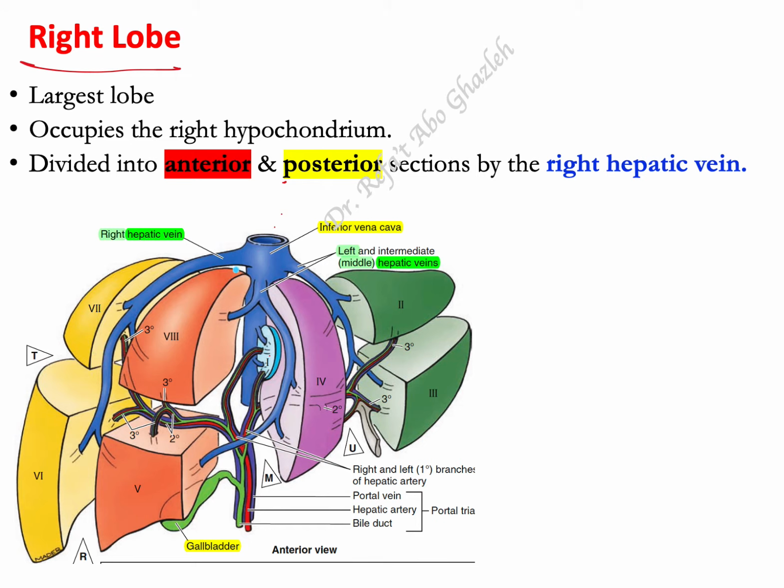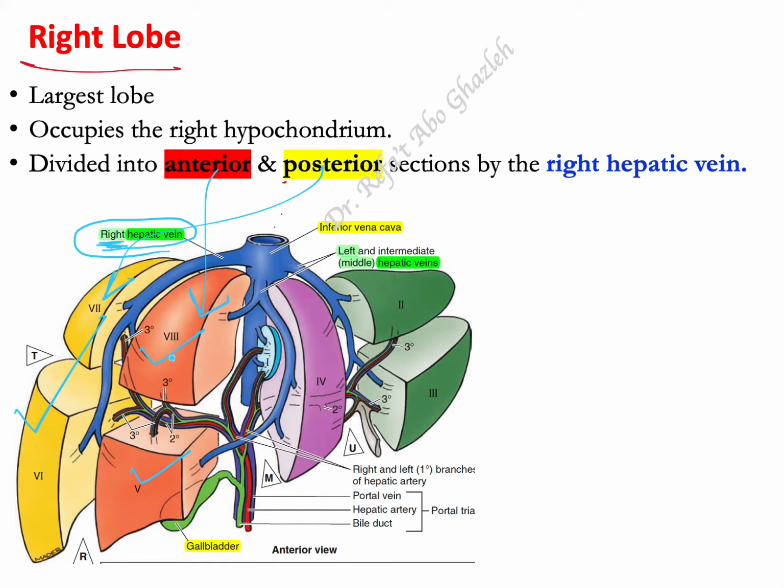So now the right fissure is divided by the right hepatic vein that indeed drains the blood from the right lobe. The right hepatic vein divides the right lobe into anterior sections and posterior sections. It's the same color, right? Right, anterior sections and posterior sections. Okay, this is the right lobe.